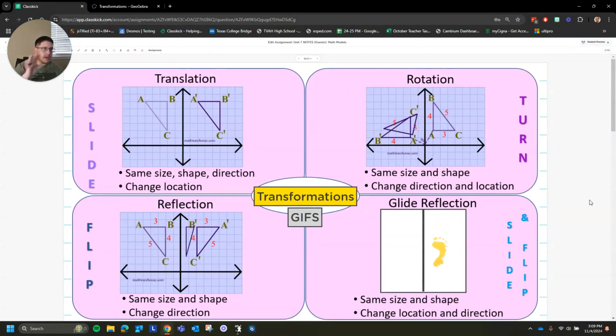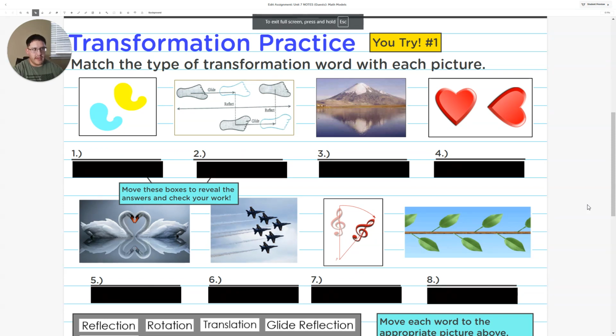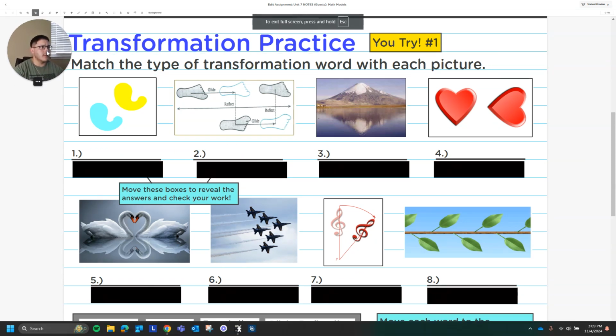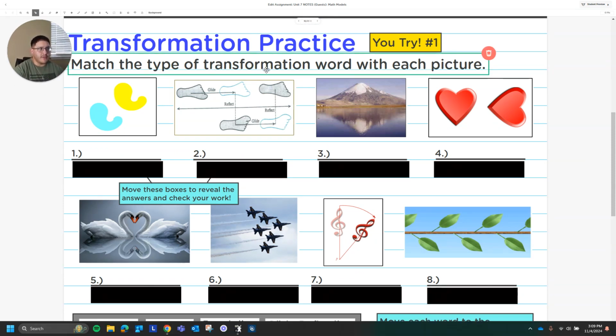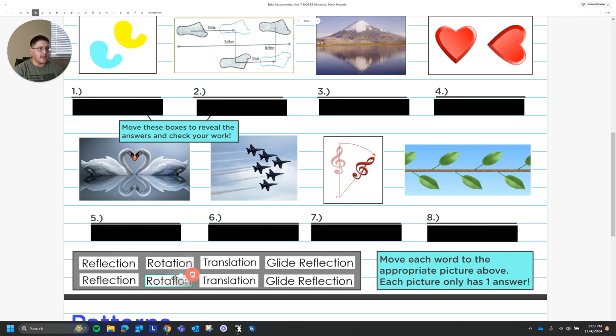Okay, so study those transformations for a little bit, and then I have a you try that I would like for y'all to attempt. So match each type of transformation word with each picture. You have 8 different pictures, and you have 8 words to match. Okay, there's 2 of each.